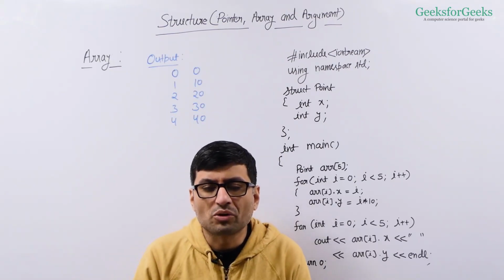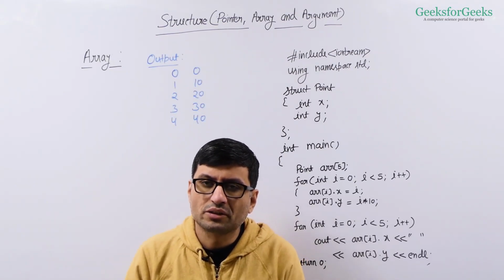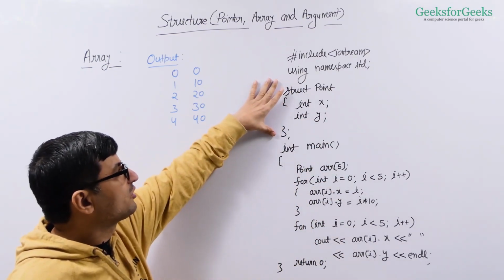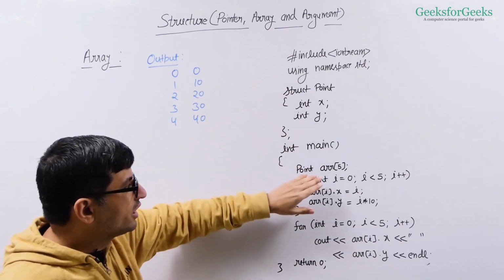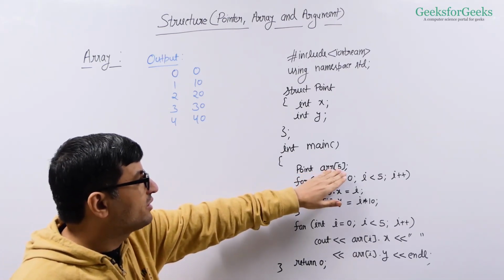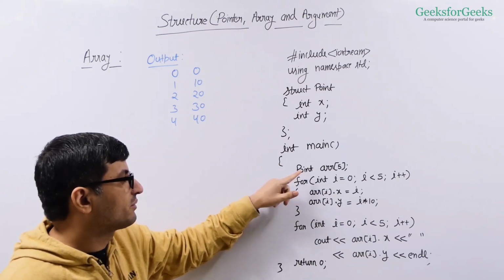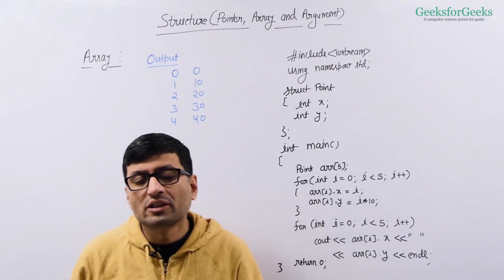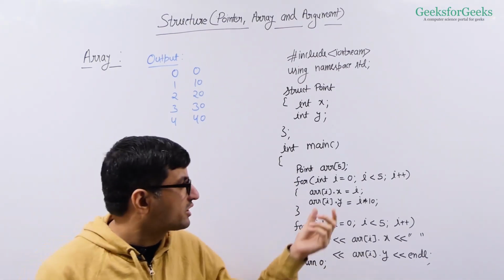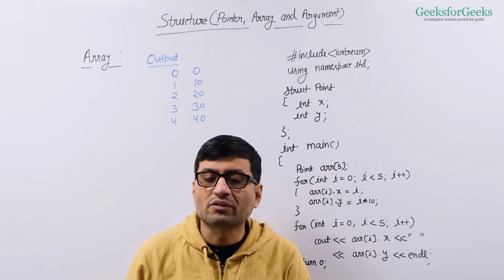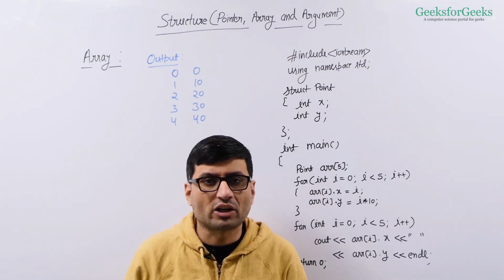Let us now talk about an array of structures. We have again the same point structure to demonstrate an array. Here we create an array of size 5 where every element of this array is of structure type. And you can notice that the syntax for creating an array of structures is the same as the syntax for creating an array of basic data types like int, char, long.